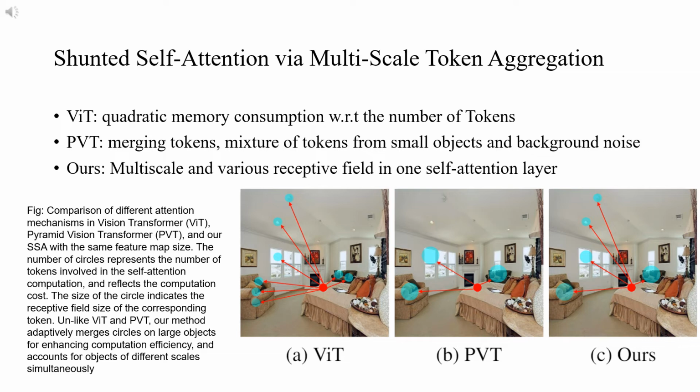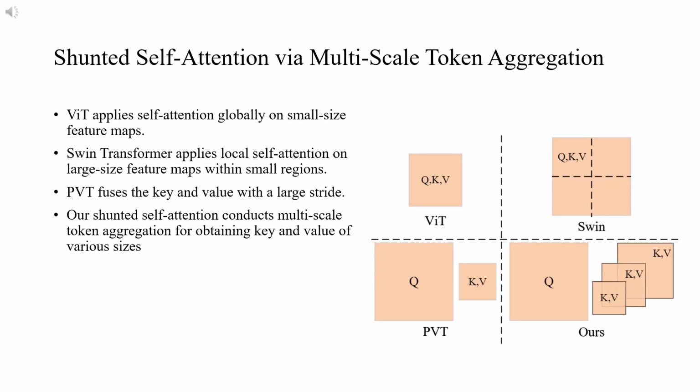As shown in this figure, our method can capture large objects like the sofa with one token, unlike several tokens in self-attention, which reduces the computation cost. And for small objects, we can capture them, like the light, unlike PVT which ignores them. In this slide, we simply compare different self-attentions.